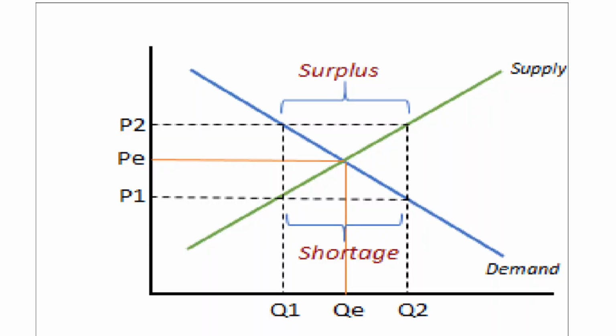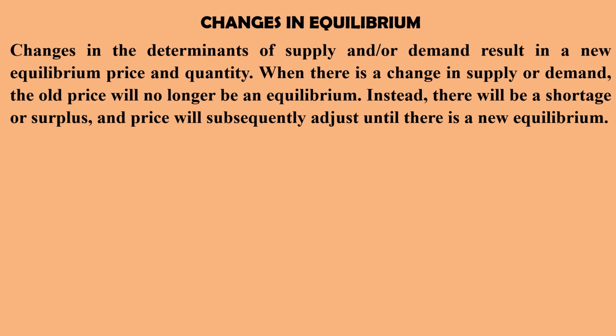It is known from the graph that when the price increases above equilibrium price, there is surplus in supply as the demand decreases. Like that, when the price decreases below equilibrium price, there is shortage in supply as the demand increases. Changes in equilibrium. Changes in the determinants of supply and/or demand result in a new equilibrium price and quantity.